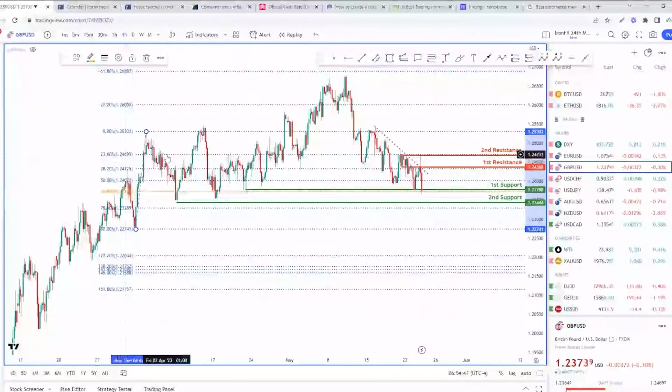So 23% did not serve as a decent support at all, but what served as a relatively good area of support was 38.2%. And also, I guess you could consider 50% served as a relatively good support as well. So if you had been shorting GBP/USD after making this peak, you would have identified these levels as potential take profit areas. All right.